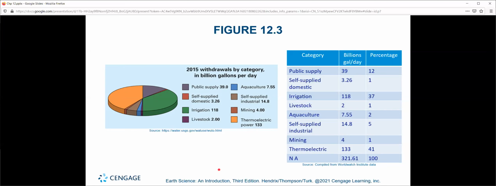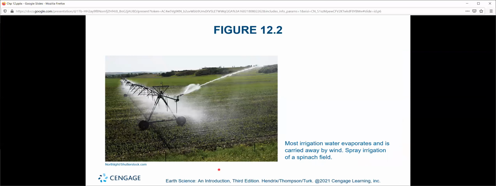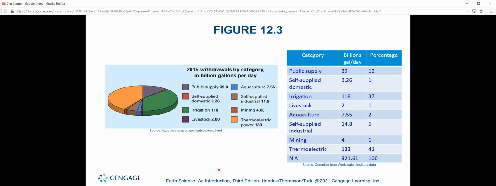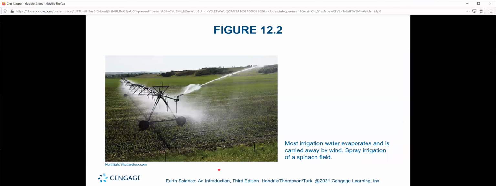That's amazing, right? Noteworthy here, irrigation right behind that. 118 billion gallons of water was sprayed on plants to help them grow every single day in the 2015 estimate. And again, I'm going to stress here, this is what we're talking about when we say irrigation. Of that 118 billion gallons, that's not 118 billion gallons going to the plants. That's 118 billion gallons that have to be sprayed in this industrial fashion in order to get the spinach the amount of water it needs.